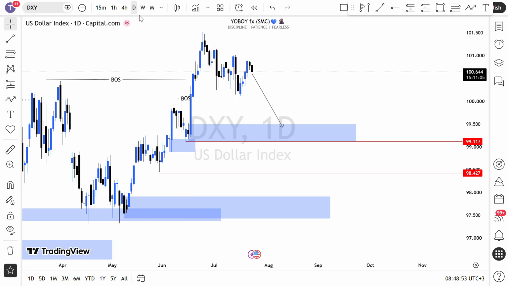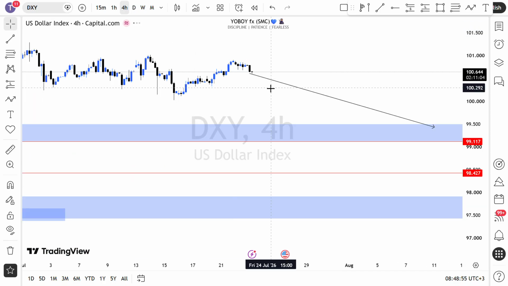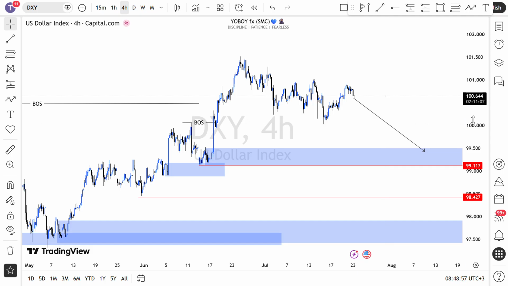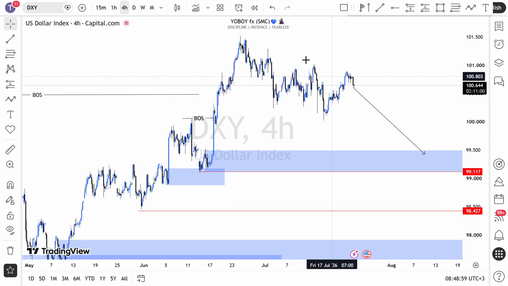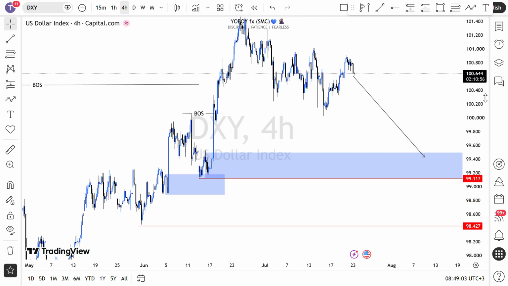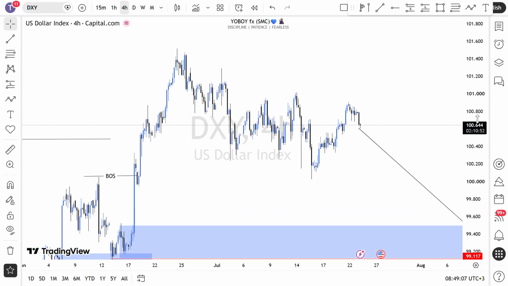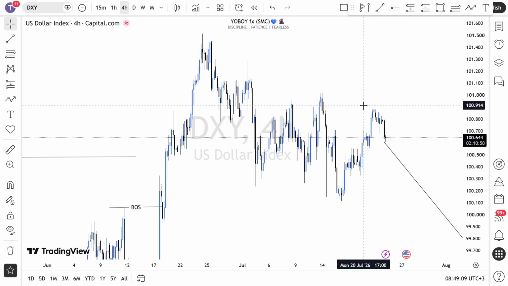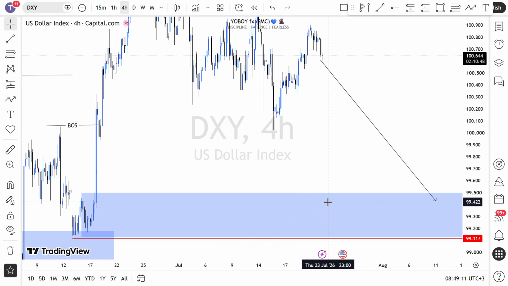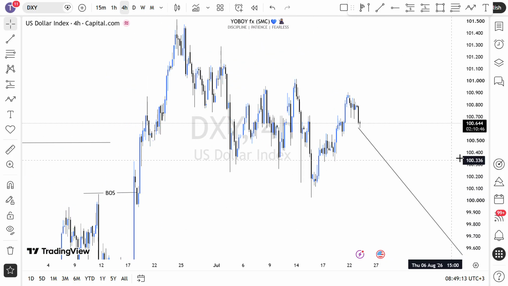So we are going to drop down into a 4-hour time frame, and now we are going to see clearly how this retracement from a daily time frame is coming in. So from a 4-hour time frame, we can see clearly we have this retracement that is coming into this order block that we have marked in a daily time frame.